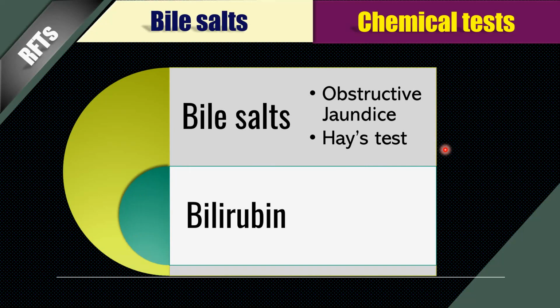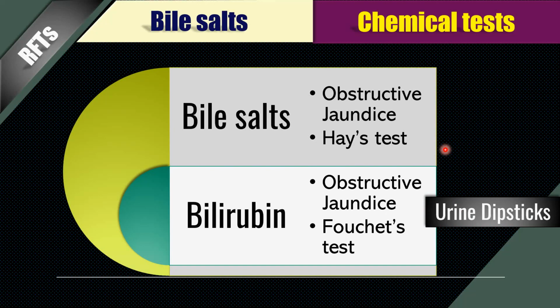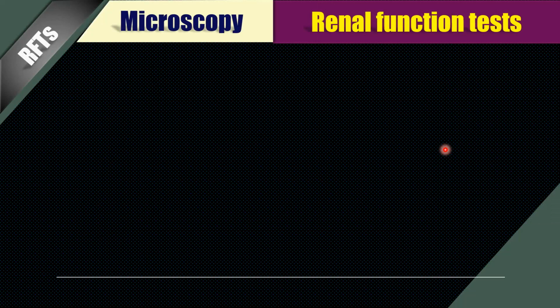And also we can detect bilirubin. Normally bilirubin is not present in the urine. In case of obstructive jaundice, again intrahepatic or posthepatic obstruction, we can see conjugated bilirubin in the urine. The name of the test which detects bilirubin in the urine is called Fouchet's test. And also there are urine dipsticks available for bilirubin detection in the urine. So we finished physical examination of the urine and chemical examination of the urine.